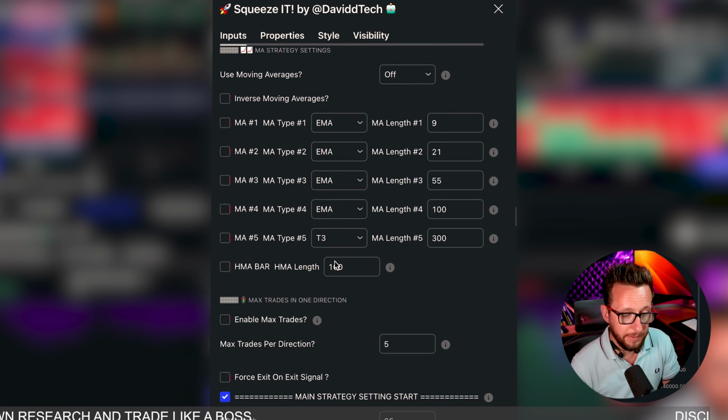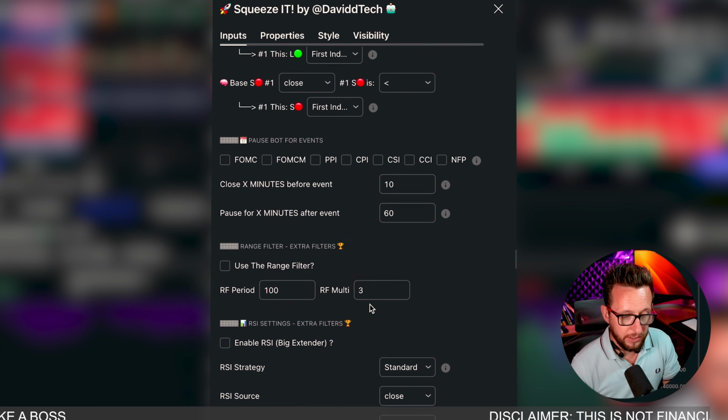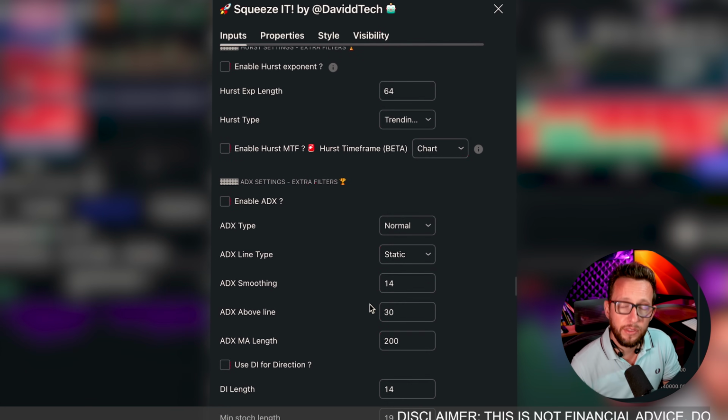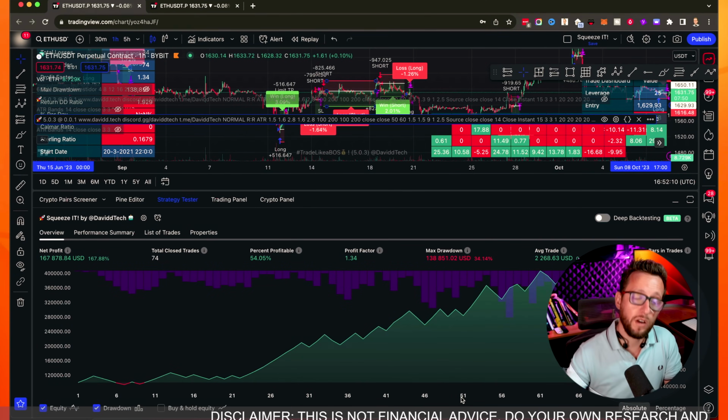And then I'm going to keep going down. As you can see, I have not added any. This is the main settings here. If I go down to confluence, as you can see, none of them are actually turned on in the slightest. So very happy with this as one single indicator.